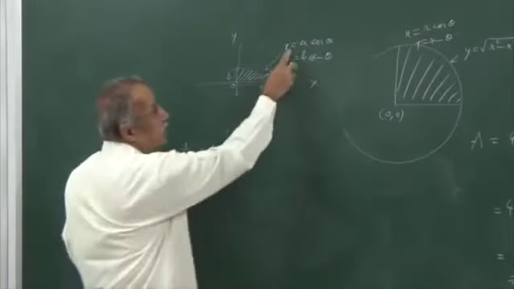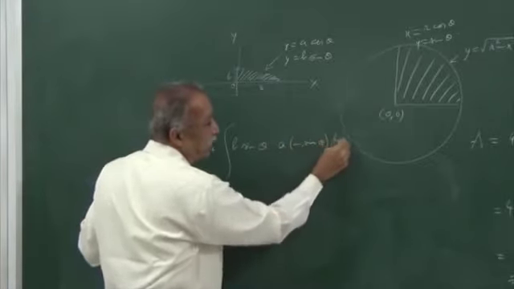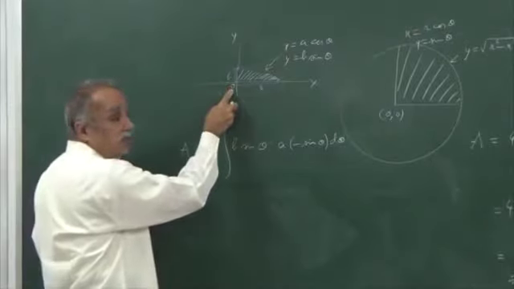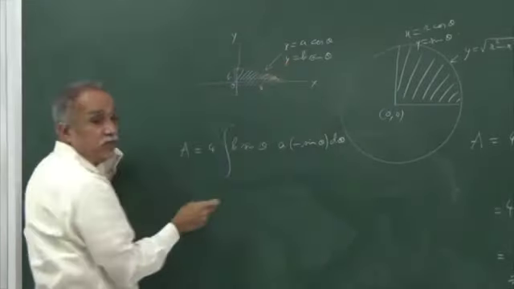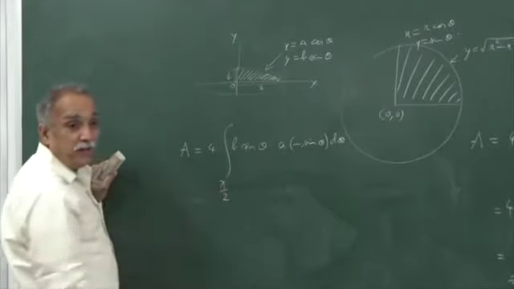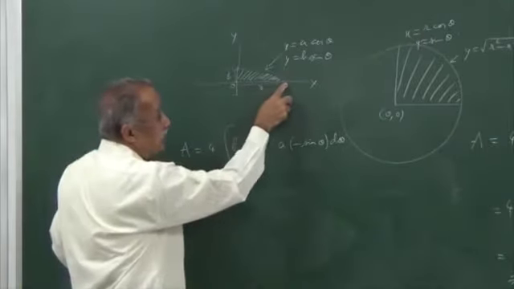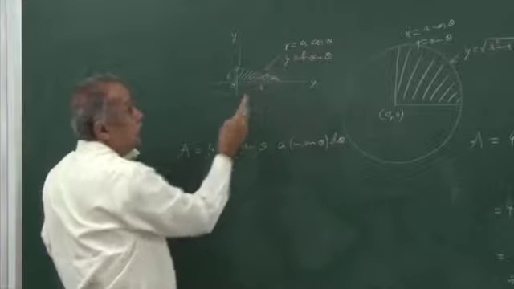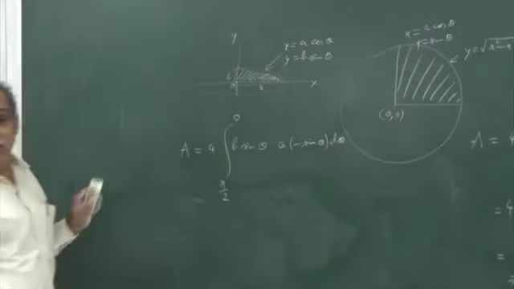Differential is dx. dx is a into minus sin theta d theta. Limits: lower limit x equal to 0. X equal to 0 means a cos theta equal to 0, which means theta equal to pi by 2. Upper limit x equal to a means a cos theta equal to a, which means cos theta is 1, theta equal to 0.